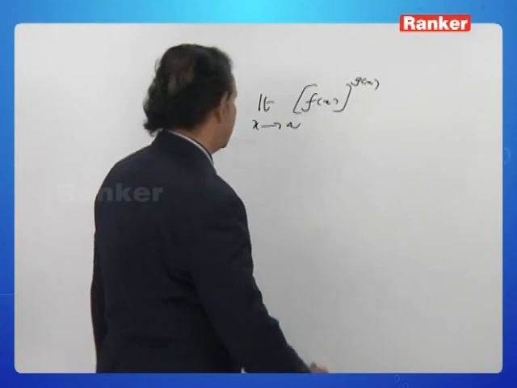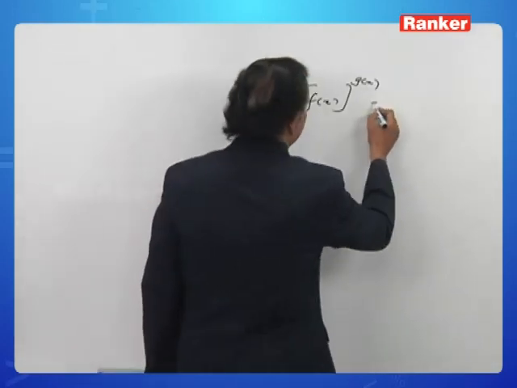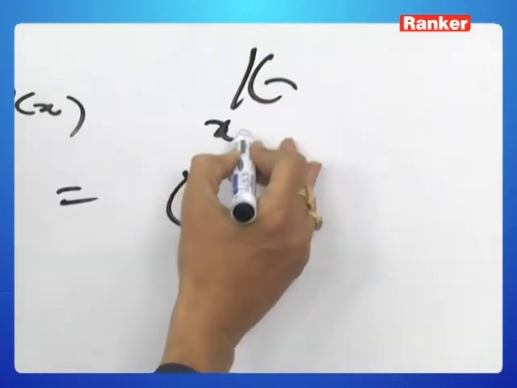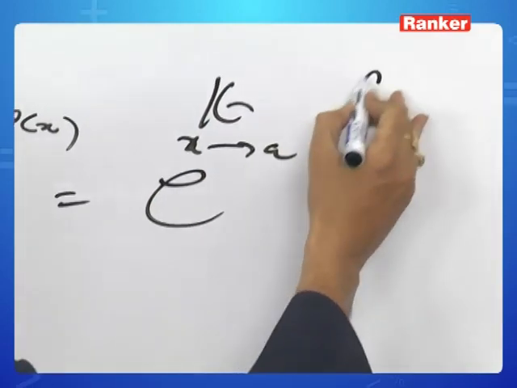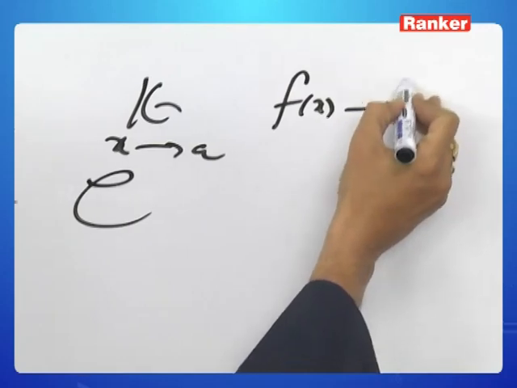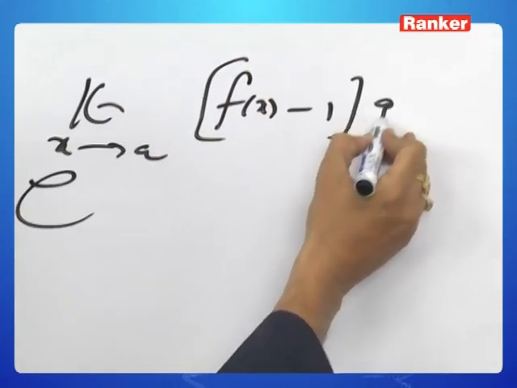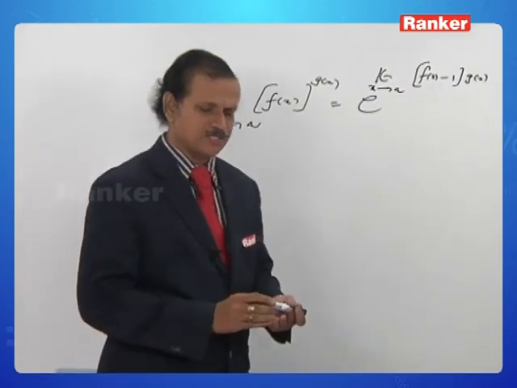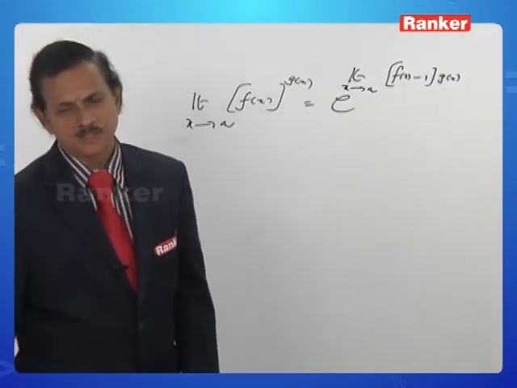What can we say? This is nothing but e power limit as x tends to a of f of x minus 1 into g of x. By usual simple manipulation, we will be able to have this.